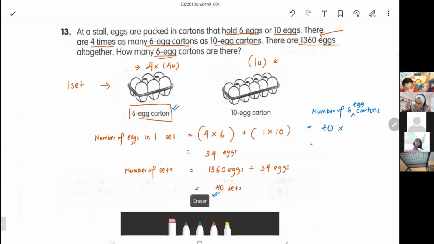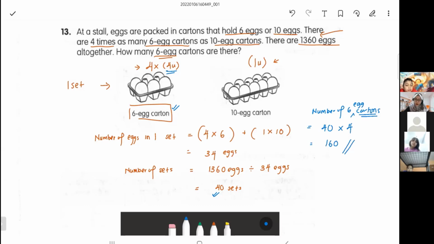I want the carton, not the egg. I also got confused. The cartons is this one, 4 units times 4, 160. There you go, 160. Okay, it is 6 egg cartons. I keep mispronouncing. It is 6 egg cartons, not 6 carton eggs. It's different. 6 carton eggs means the number of eggs. 6 egg cartons means the number of cartons. Okay, that's what the question wants.